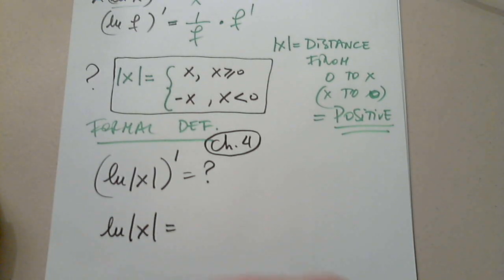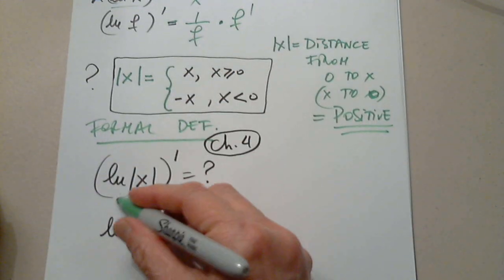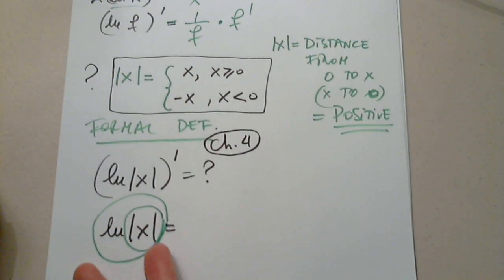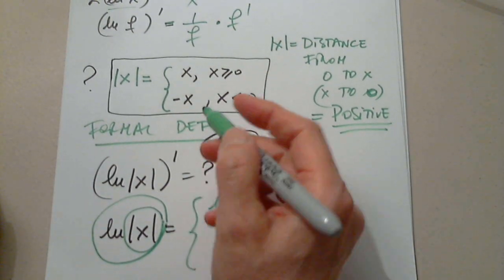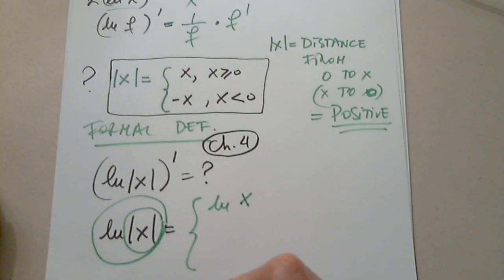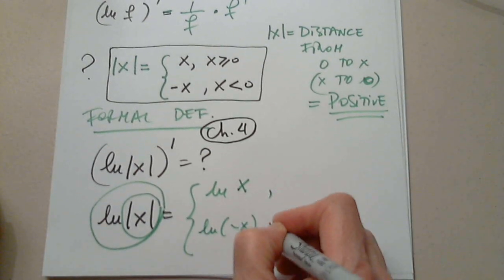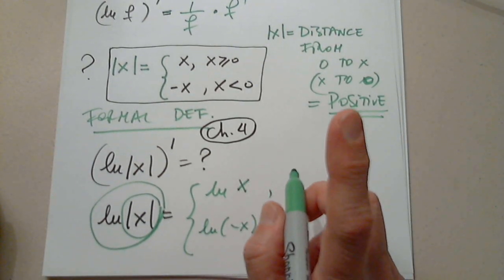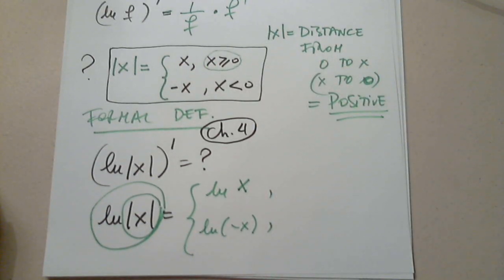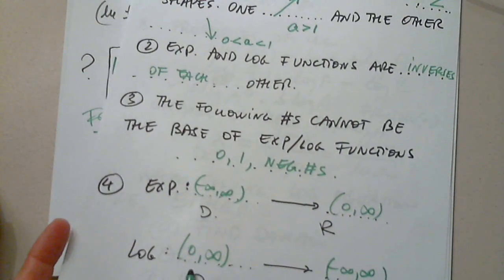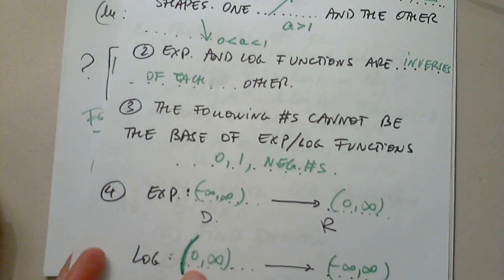Now, before we get here, we have to analyze natural log of the absolute value of x. If this piece has two options, this piece will also have two options. What are they? Natural log of the absolute value of x when x is positive, and natural log of the absolute value of x when x is negative. I have to be careful because natural log is not defined at 0.